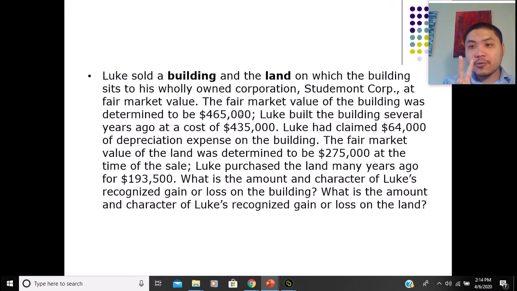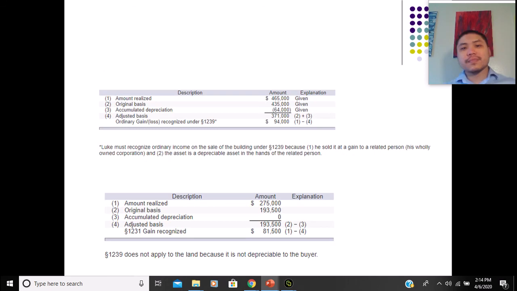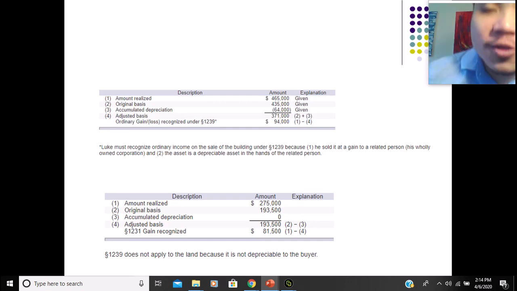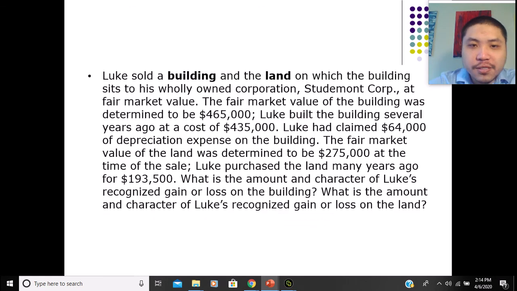So remember, there are two things here, right? There's the building and the land. The building sits on the land, but they are going to be treated as different things, because they are two different classes of assets. And this question is from your homework, so hopefully this helps you a little bit. All right, so let's consider the building first.